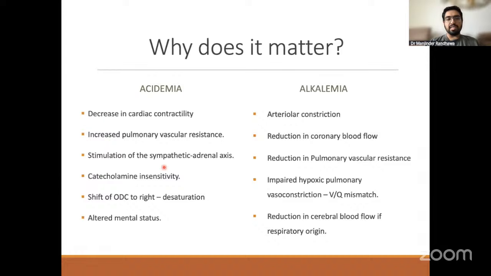A prolonged acidemia will cause catecholamine insensitivity, and the oxygen dissociation curve shifts towards the right, leading to desaturation along with altered mental status. On the other hand, alkalemia causes arteriolar constriction, reduction in the coronary blood flow, and reduction in the pulmonary vascular resistance, which can cause VQ mismatch. Impaired hypoxic pulmonary vasoconstriction again causes VQ mismatch, and eventually leads to reduction in cerebral blood flow if it is of respiratory origin and it is prolonged.